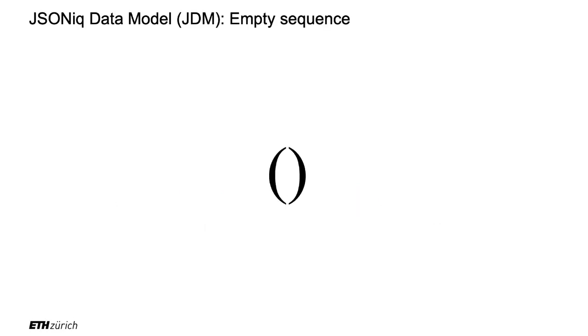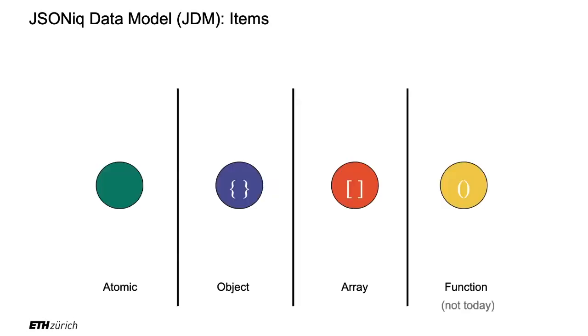There is a special sequence called the empty sequence. It's a sequence of 0 items, right? And that can be returned by an expression. It's just nothing. There is absolutely nothing in there. What can the items be? They can be atomic values, booleans, dates, hex binary, strings, and so on. They can be objects, they can be arrays, or they can be functions. But I'm not going to scare you with that because that's called higher order functions. So we don't have that.